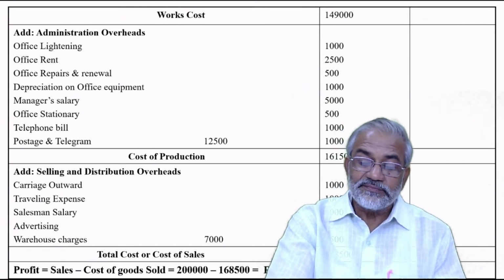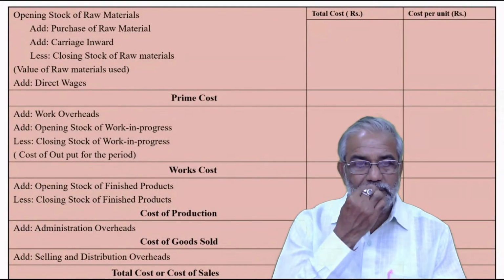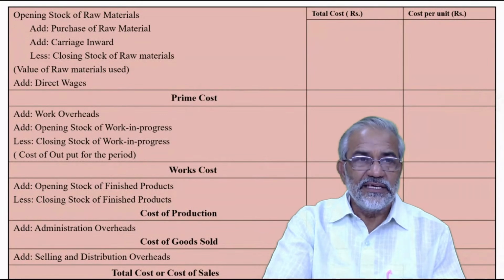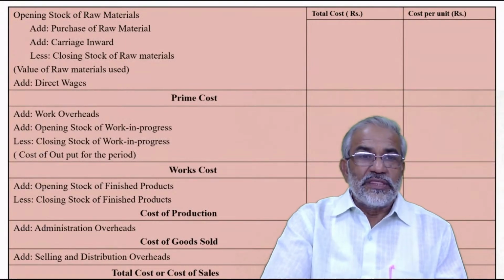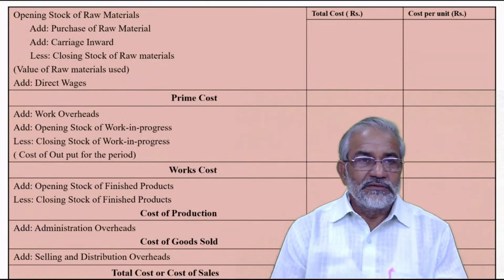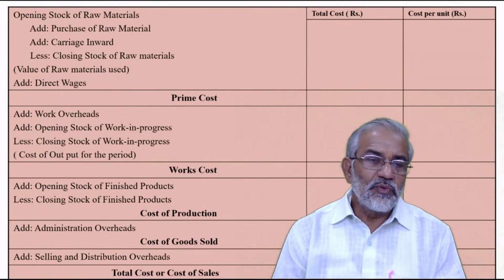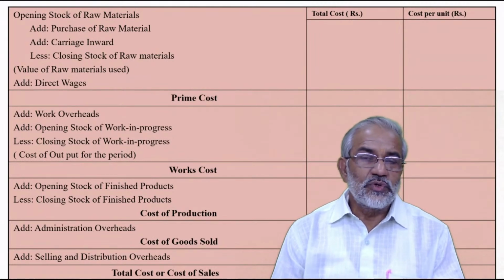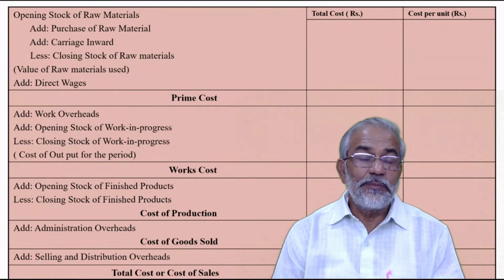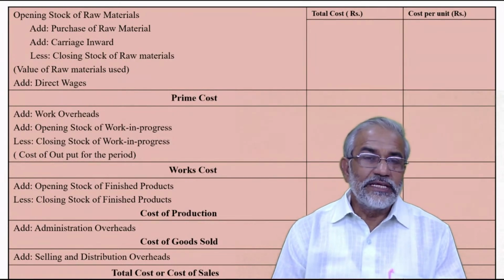cost sheet. And the cost sheet helps here in an elaborate manner. It is given for your reference that when there is opening stock and closing stock in respect of raw materials, work in process, and finished goods, that has also to be taken into consideration while preparing the cost sheet.